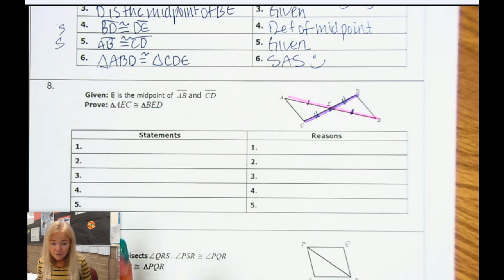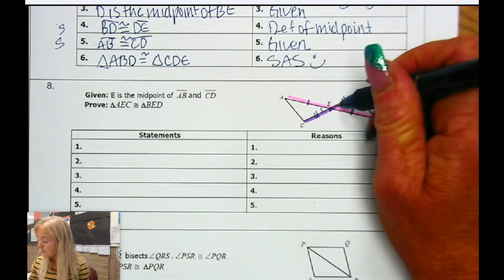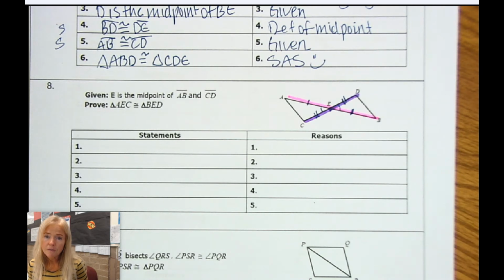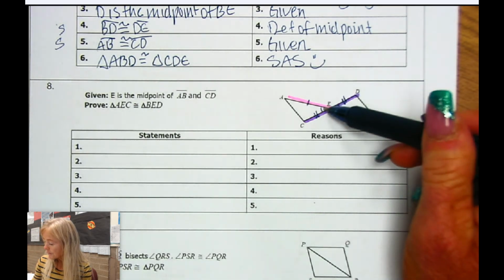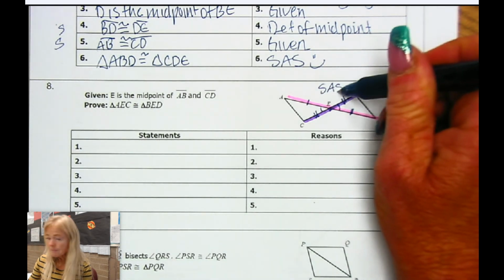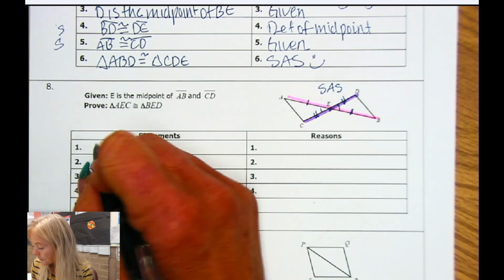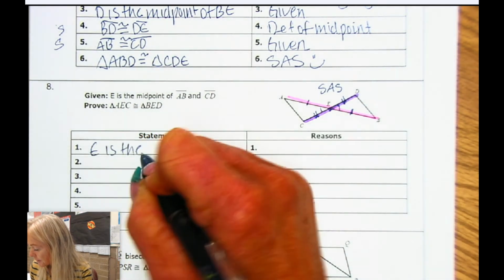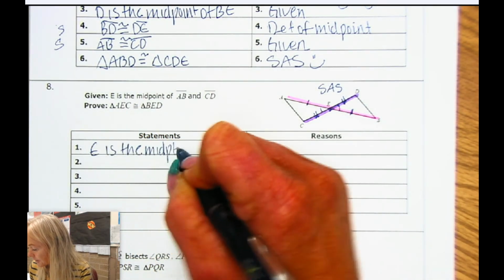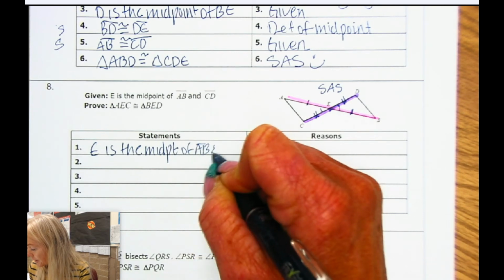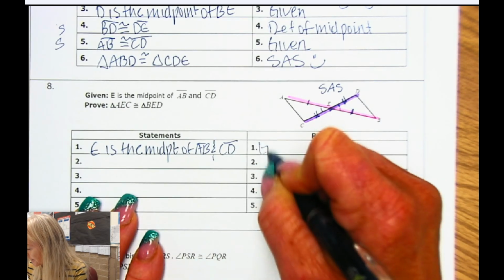Now, that's all we're given. But even though it's not given, we still know that these two angles are vertical angles, and therefore they have to be congruent by virtue of the fact that they're vertical. So what we see here is side, angle, side as we move along. That's what we're going to prove. So if E is the midpoint of AB and CD, that's given.